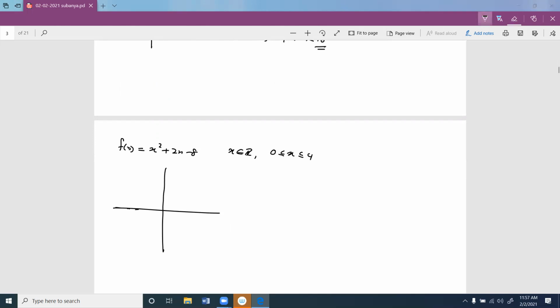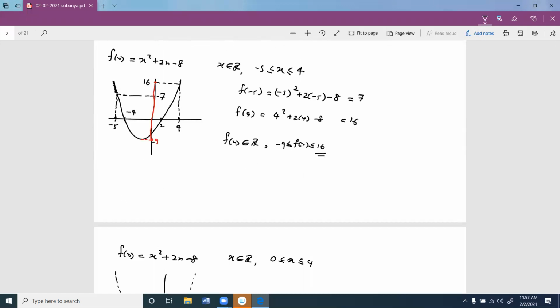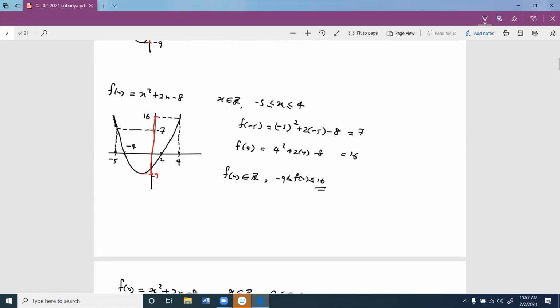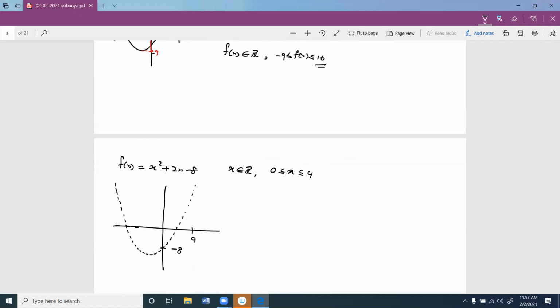I'll just draw a dotted line. Later on, I'll explain why I'm drawing a dotted line. It goes like this. Then the function starts from where? 0. At 0, what was the value? We know that it's minus 8. But it's a graph starting from here. And at 4, we already found in the previous example, it's 16. This is 4, and this is 16. This value is also included. Now you can understand that the graph exists in this range only.